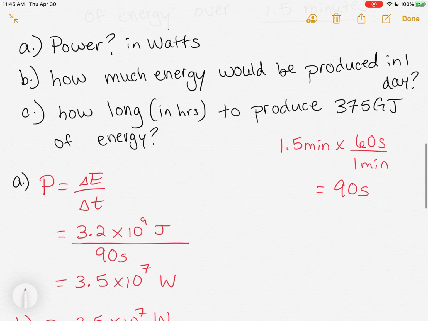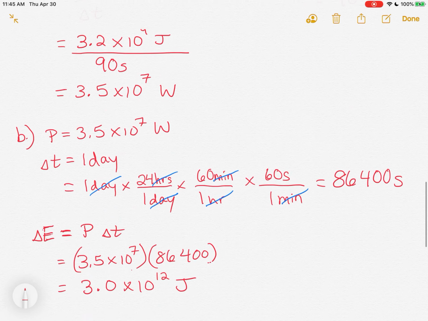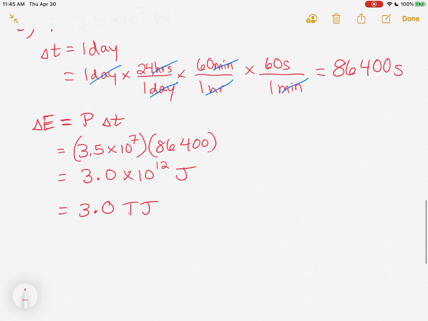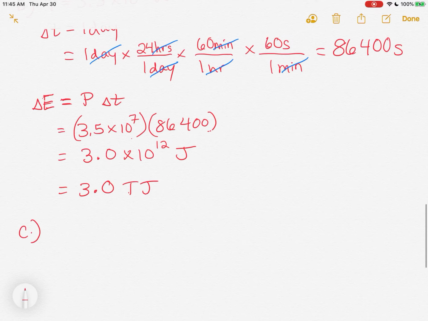But the question did not ask us to put it in anything. So we can leave it in joules, or we can convert it to gigajoules if you want. Gigajoules, maybe we should convert to terajoules. That might be easier because we would end up with 3 terajoules, since a terajoule would be 10 to the 12 joules.